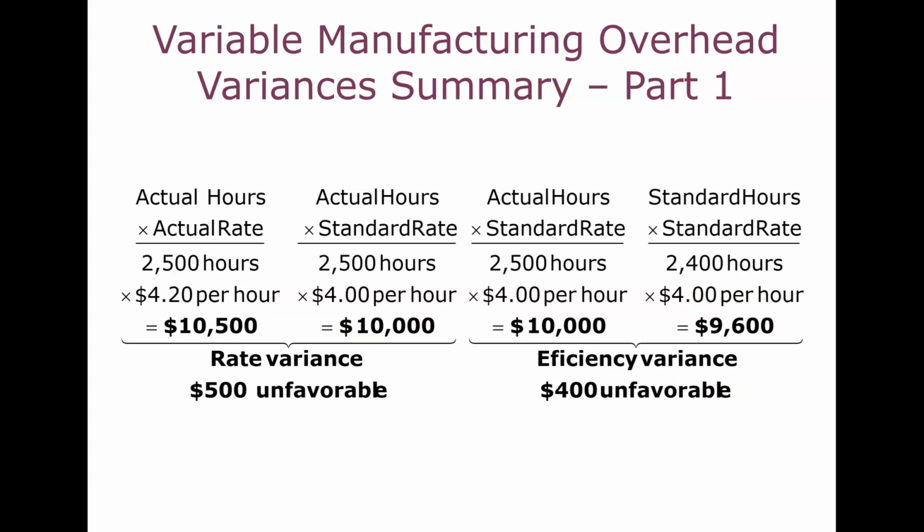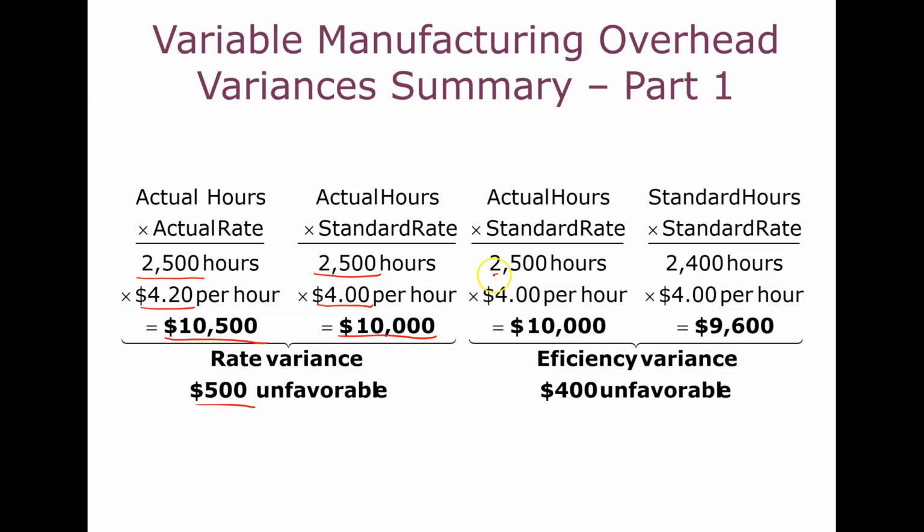Using the general model, take your actual hours times their rate, and you get 10,500. Then take their actual hours times the standard rate of $4 per hour for variable overhead, and you get 10,000. They have a $500 unfavorable variance because they ended up spending $4.20 per labor hour for their variable manufacturing overhead.